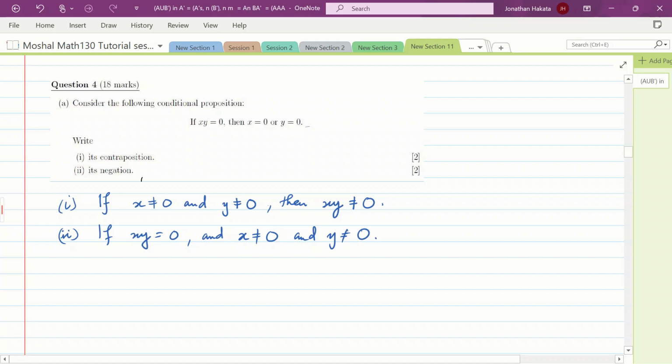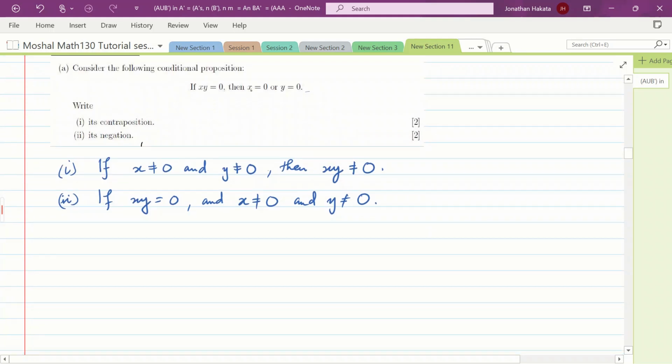If x and y is equal to 0 and x is not equal to 0 and y not equal to 0, so that will be the negation of that statement. We only negate the implication, the front part, from the comma going forth, we negate that. Remember, words like then change to and, the word or changes to and as well. Okay?